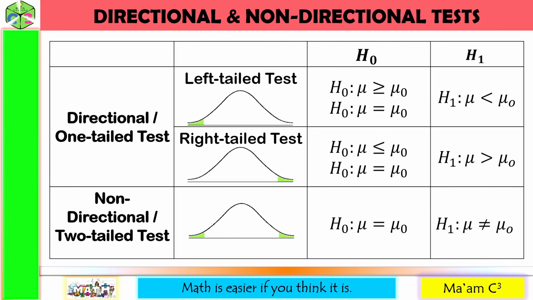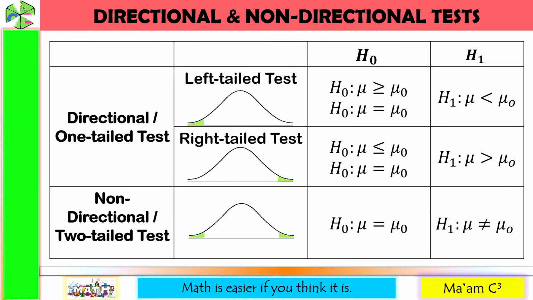You already know about the one-tailed and two-tailed test. They are also called directional and non-directional test. For directional or one-tailed test, it could be left-tailed or right-tailed. Remember that the type of test depends on our alternative hypothesis. For left-tailed test, then we have less than for our alternative hypothesis. For right-tailed test, we use greater than in our alternative hypothesis. For non-directional or two-tailed test, we use not equal to in our alternative hypothesis.